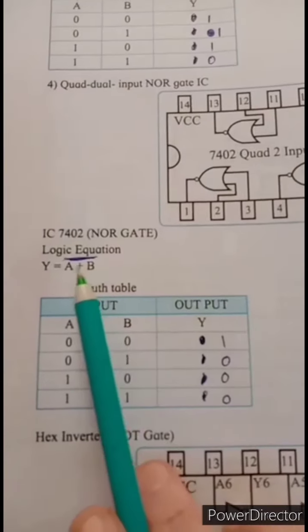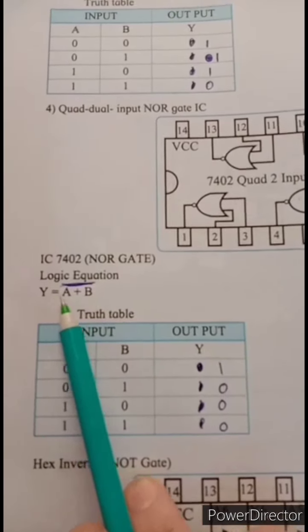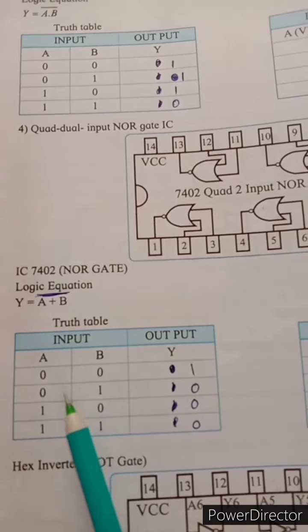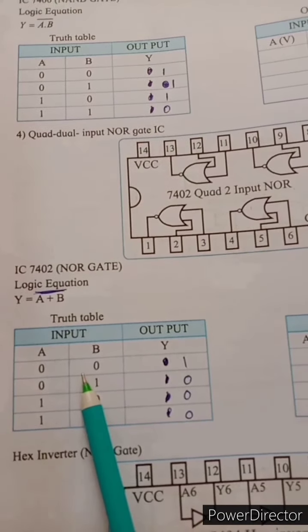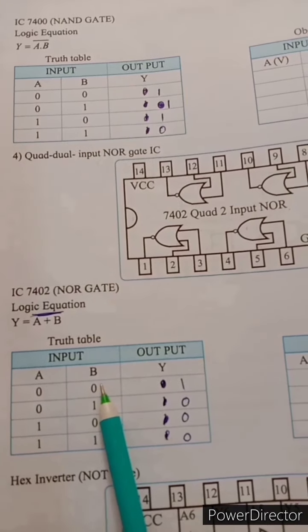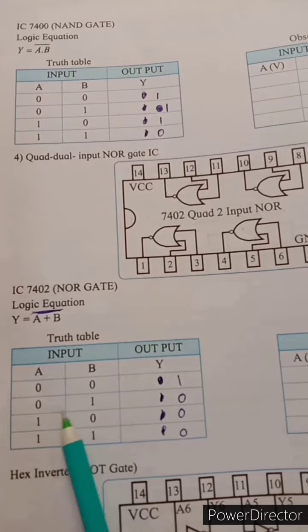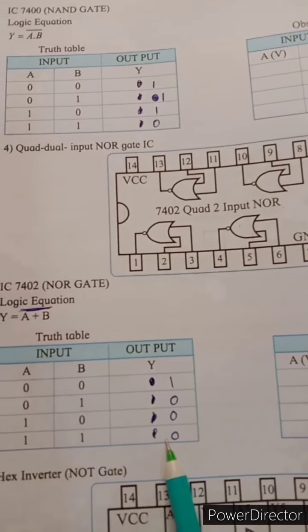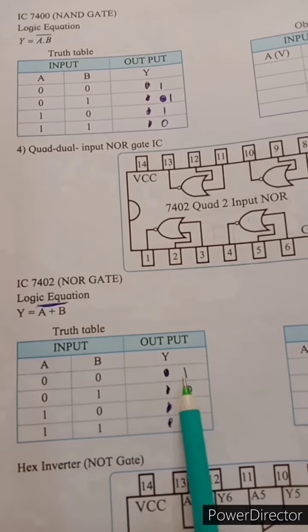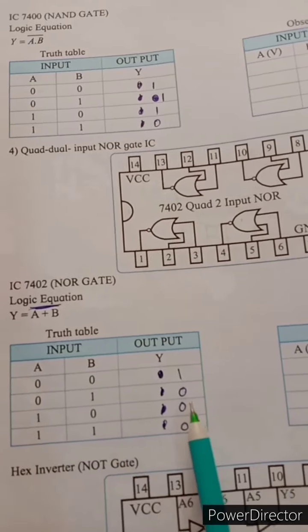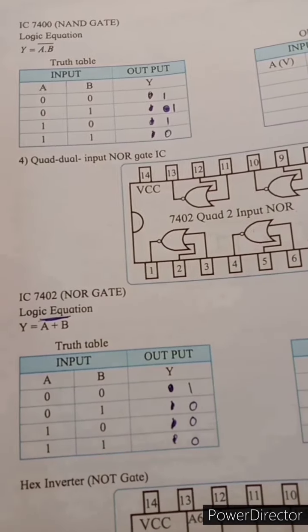Its Boolean equation is (A plus B) bar. Students, you have to make this correction in your handbook. It will give a high output if all the input terminals are low, and if any one of the inputs is high, it will give a low output. Therefore for 0 0 output is 1, and for any other combination the output is low.